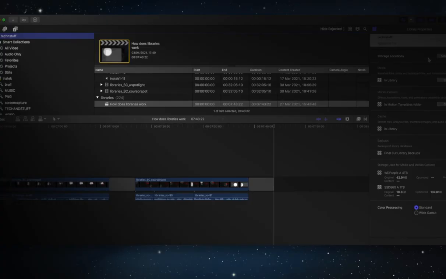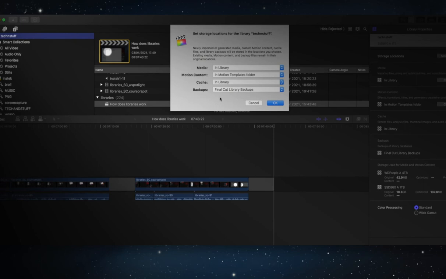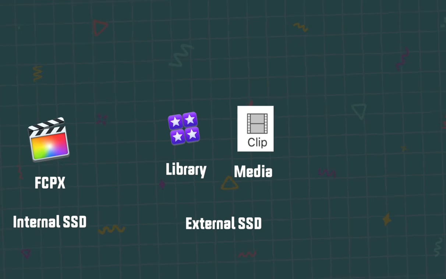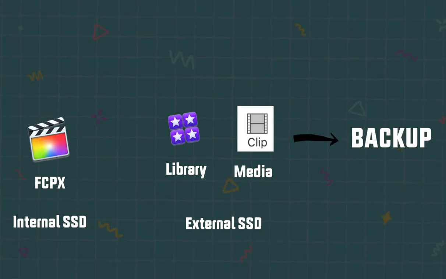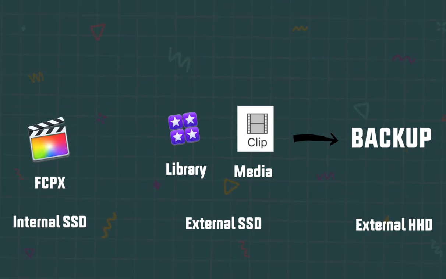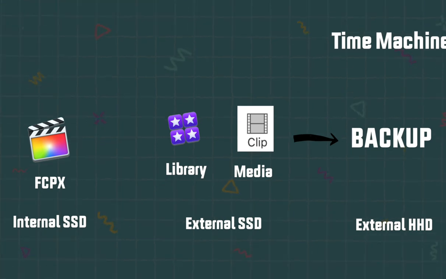Last thing to mention, and an important detail, is that when you select where you want to make your backup in Final Cut, you have to keep in mind that these backups include the database portion only, but not the media files. So a good idea would be to make a backup of everything on an external hard drive. The reason for this is that you don't need the speed of an SSD, so a hard drive is okay, and they are much cheaper. You could do the backup with Time Machine or Carbon Copy Cloner.